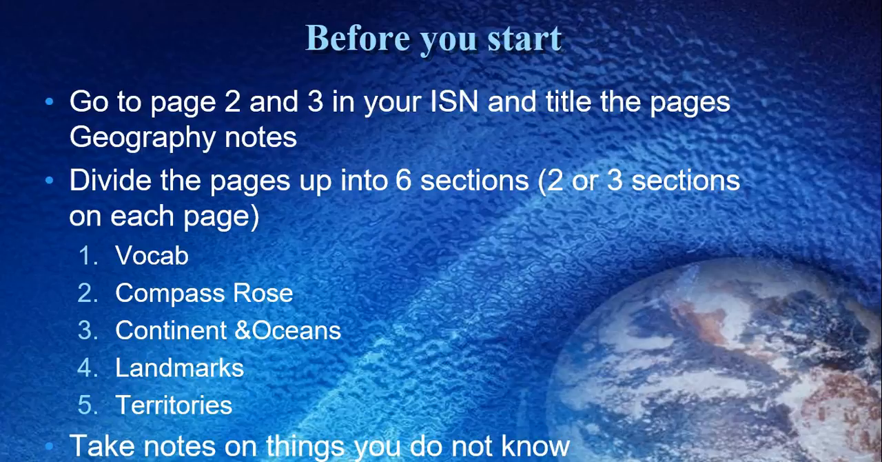Now you're going to take notes on things that you do not know. If you know most of these things, don't write anything down. But remember, you're being assessed on this information. If you know what a compass rose is and how the cardinal and intermediate directions work, don't write it. If you know all the 7 continents, good job, you don't have to write it. If you know where all the landmarks are, you don't write them, alright? It's totally based on what you know. Now remember, in this video, you can pause, you can go back, you can rewind. You can go as fast or as slow as you want.